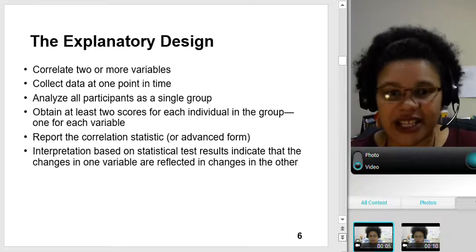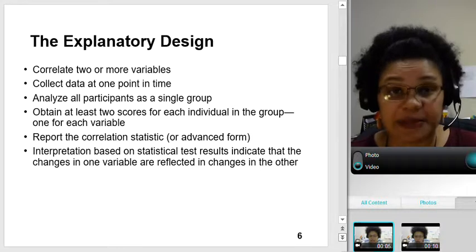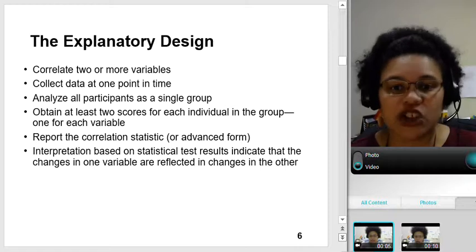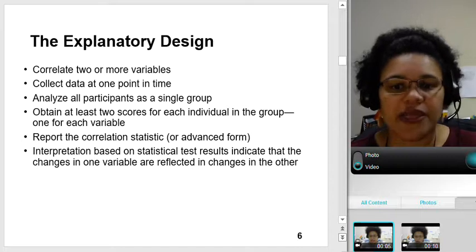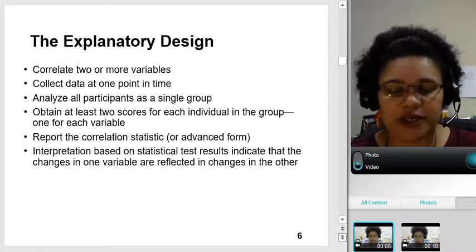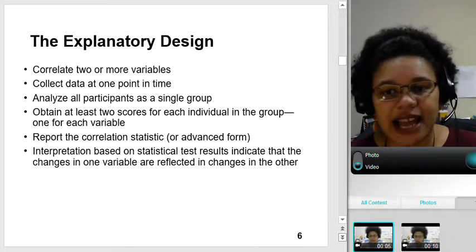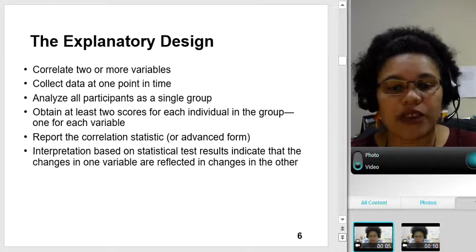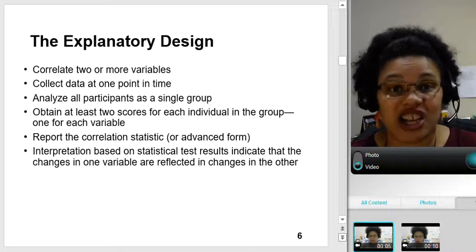Okay, an explanatory study. Basically, you're correlating two or more variables. The data is collected at one point in time, and you're analyzing all the participants as a single group. You obtain at least two scores from each individual in the group, one for each variable. And then you report the correlation statistic or some other form of showing how the two variables relate to one another. You base your interpretation on a statistical test to indicate whether a change in one variable is reflected in a change in the other.